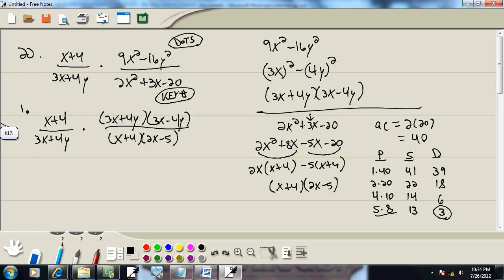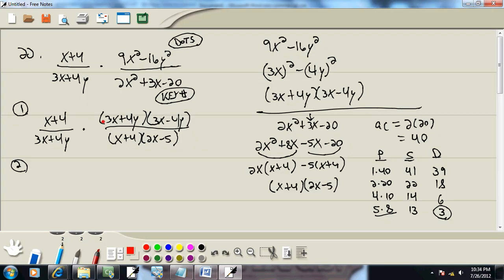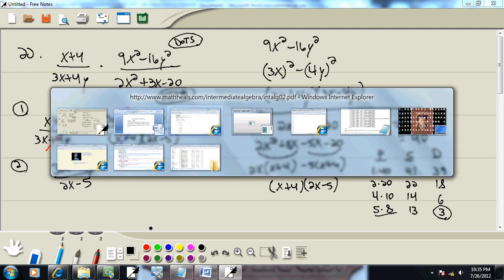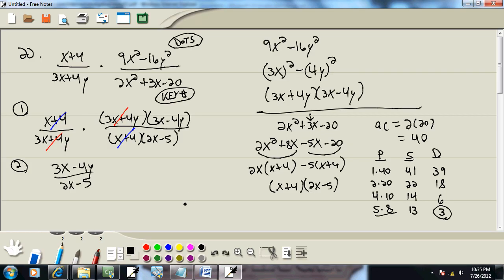That was step 1, factor everything. Now step 2 is cancel if possible. The only guideline is that one is on top, one is on the bottom, and they're exactly the same. Well, here's a 3x plus 4y, and here's a 3x plus 4y. So those cancel. Here's an x plus 4, and here's an x plus 4. So that leaves us 3x minus 4y over 2x minus 5. Now, I don't have to do step 3 here because there's not much left. So I've got 3x minus 4y over 2x minus 5. Looks like A would be our answer.